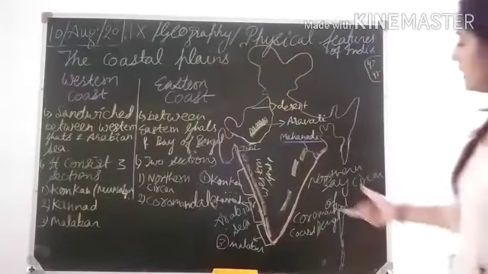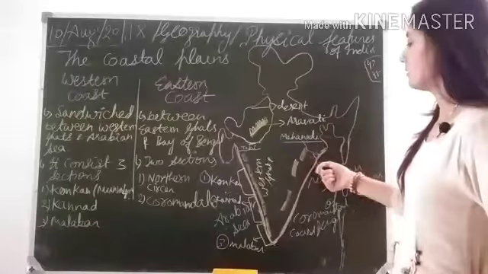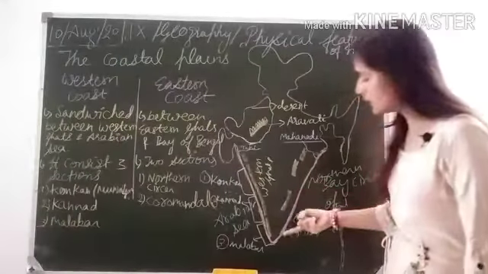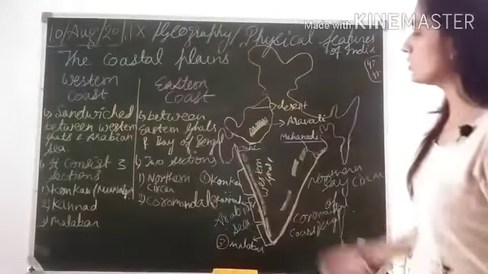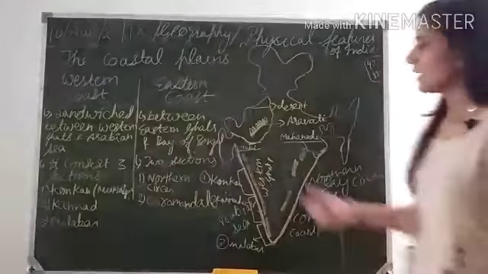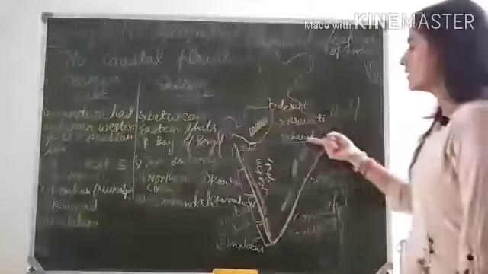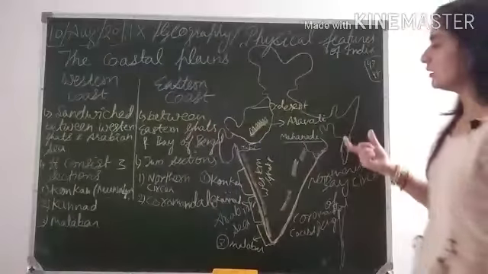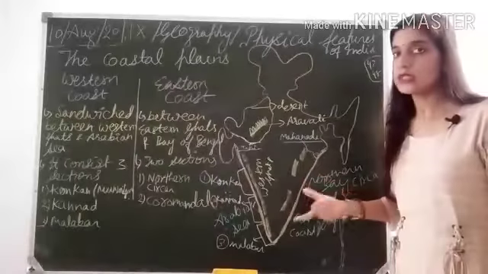Here in the eastern coastal plain we have the Mahanadi, and the main thing is that we have deltas on the eastern coast and estuaries on the western coast. The estuaries are basically made by the Tapi and Narmada, and here we have the Mahanadi, Godavari, Krishna, Kaveri. These rivers form deltas in this area. What is the reason behind this?